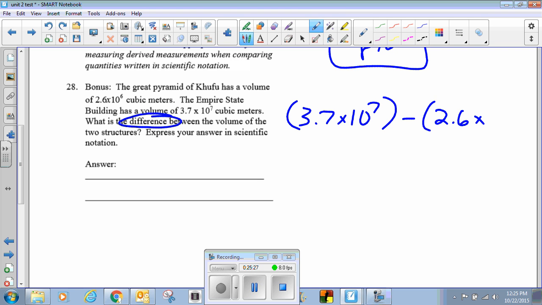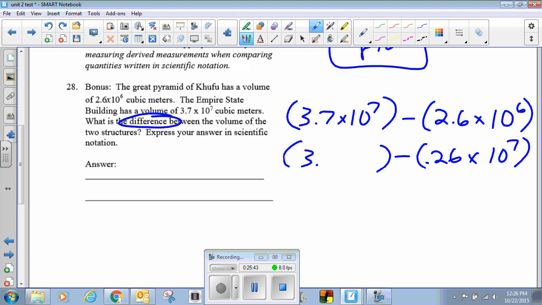Are the powers of 10 the same? No. So if I make this bigger by 10, let's watch please, we're almost done. If I make this bigger by 10, I need to make this smaller by 10. Hard part's done, the rest I can do on a calculator. Okay, I can go 3.7, I'll do it on my graphing calculator for sake of time, minus 0.26. And then powers of 10 stay the same.